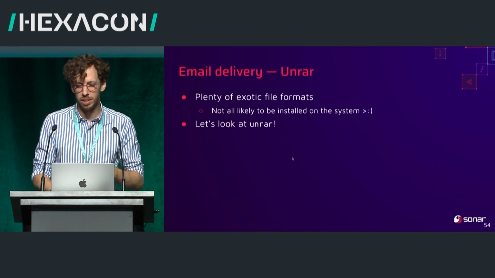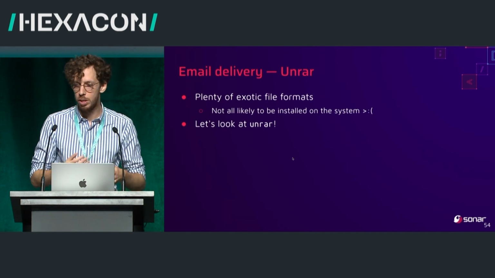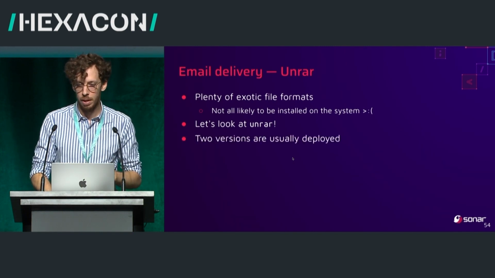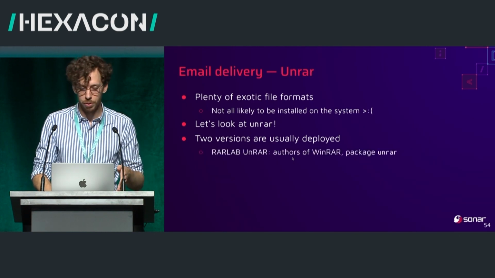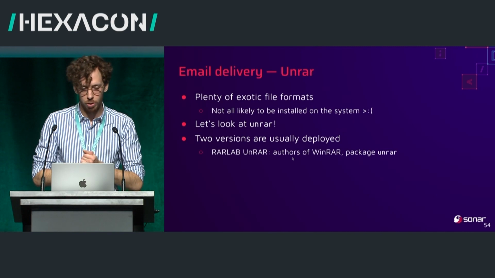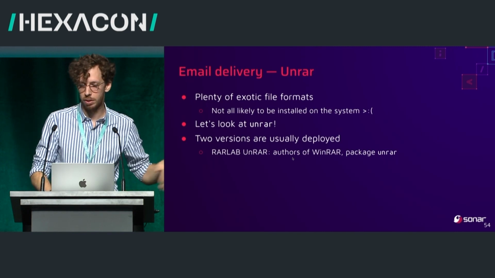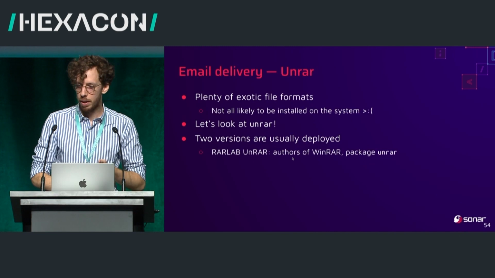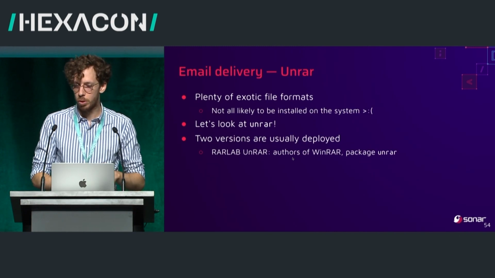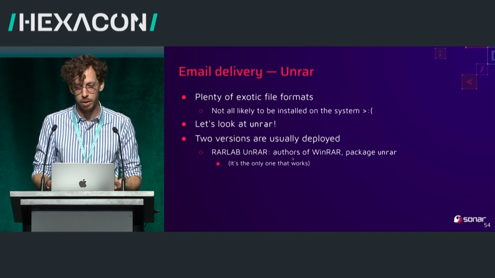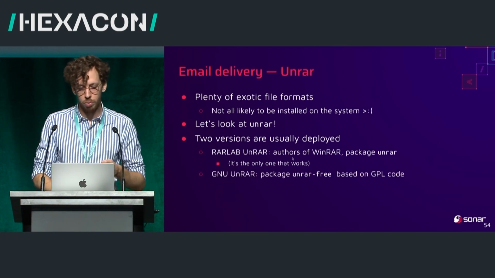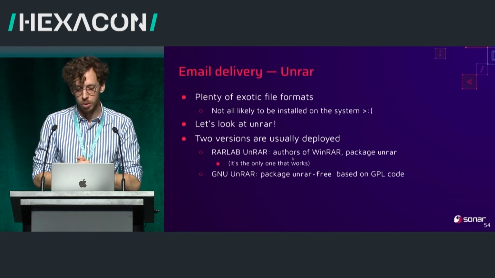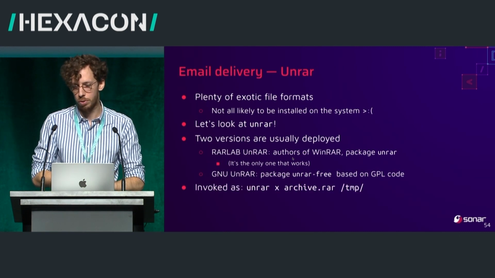So it kind of reduces attack surface, but we can still try to look for bugs in one of the structures. Could be zip, could be Unrar, but that's something common. And for Unrar, which was picked in that case, there are two versions which are usually deployed. We have the RARLAB Unrar, which is the one made by RARLAB that everybody used and paid for. Nowadays it's shipped under the name Unrar on most Linux distributions, but it's not free. But honestly, it's the only one that works. There is also the GNU Unrar, also called Unrar free, based on GPL code with basically no features and no support for anything.